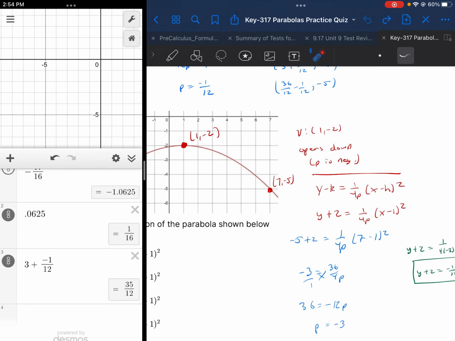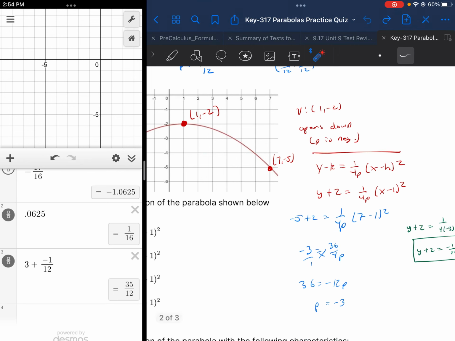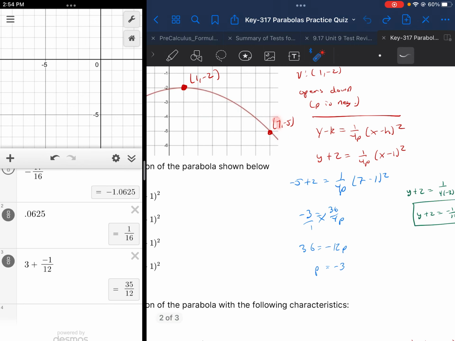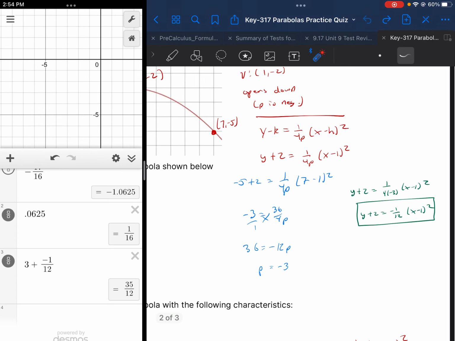So you need to use some non-vertex point, such as this point, (7, -5), to figure out what p is going to be. So we're going to plug in 7 for x, which you can see happen right here in the key. We're going to plug in -5 for y, which you can see happen right there in the key. And then now you solve the equation to find p. -5 plus 2 ends up giving you -3. 7 minus 1 is 6. 6 squared is 36. And we do our usual shenanigans to find out the value of p.